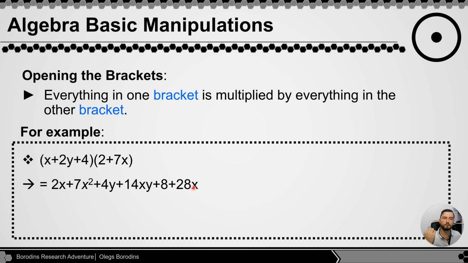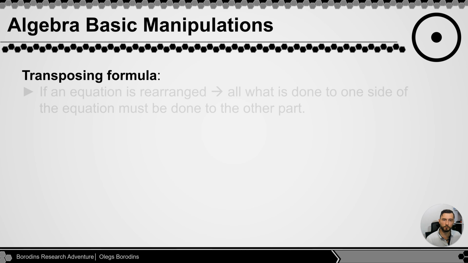We can see that 28x and 2x have a common factor, so we can add them together. And this is how we will get our formula. How to transpose our formula?